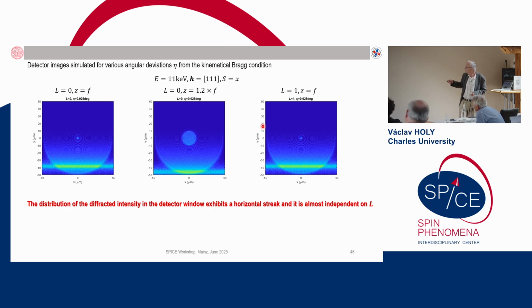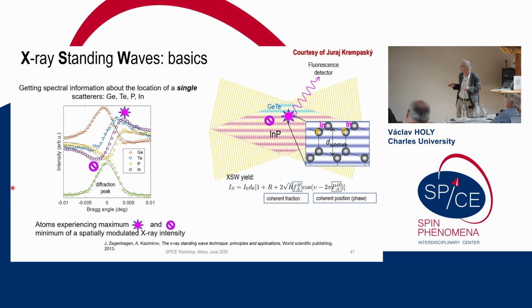So these horizontal streaks are more or less the same for all OAM or non-OAM waves, and it can be easily understood because the crystal acts as a Fourier filter: from these many plane wave components, only those can diffract which fulfill simply the Bragg law. That means this is the Fourier filter.